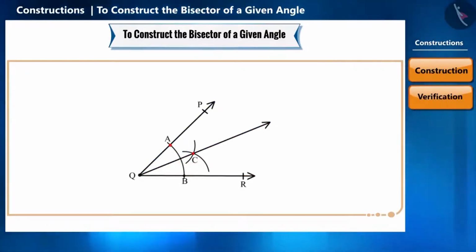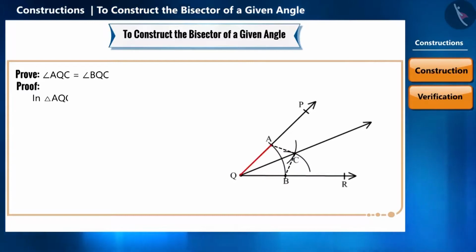First, let's join AC and BC as shown. Now we have two triangles, triangle AQC and triangle BQC. Notice that here angle PQC and angle AQC are depicting the same angle. Similarly, angle RQC and angle BQC are also depicting the same angle. We have to prove that angle AQC is equal to angle BQC. If we prove that triangle AQC and triangle BQC are congruent, then we know that the corresponding parts of congruent triangles are equal, which means their corresponding angles will also be equal.